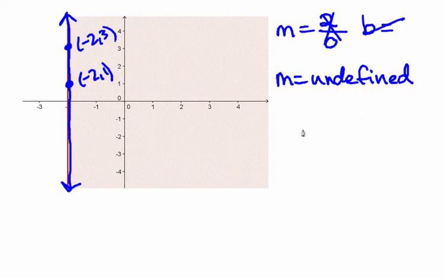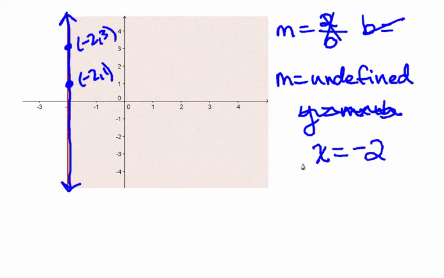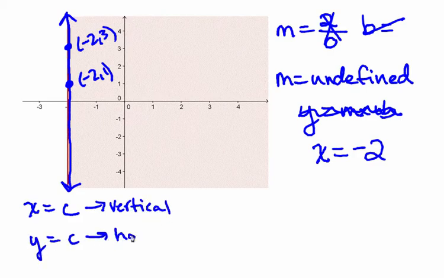So if our slope is undefined and there's no y-intercept, we certainly can't write this in y equals mx plus b form. And the only other kind of equation we can have that's a linear equation on the plane is x equals some constant number. And in this case, it's x equals negative 2. X equals some constant number will get you a vertical line, in the way that y equals some constant number will get you a horizontal line.